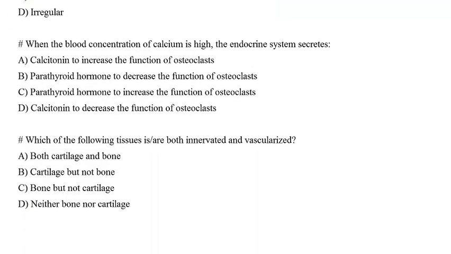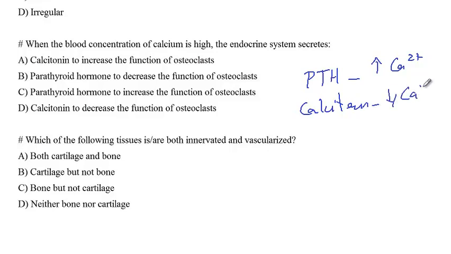when the blood concentration of calcium is high, the endocrine system secretes. So we just discussed how parathyroid hormone increases calcium concentration of blood, while calcitonin decreases blood concentration of calcium. Therefore, when the blood concentration of calcium is too high, calcitonin will be released. So the endocrine system secretes calcitonin in order to decrease the function of osteoclasts. So by decreasing the function of osteoclasts, there would be reduction in blood calcium.